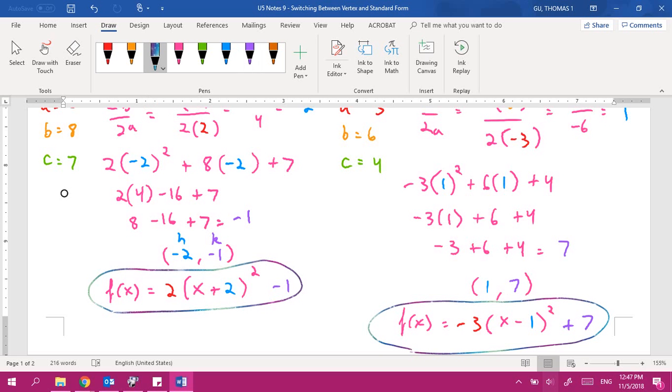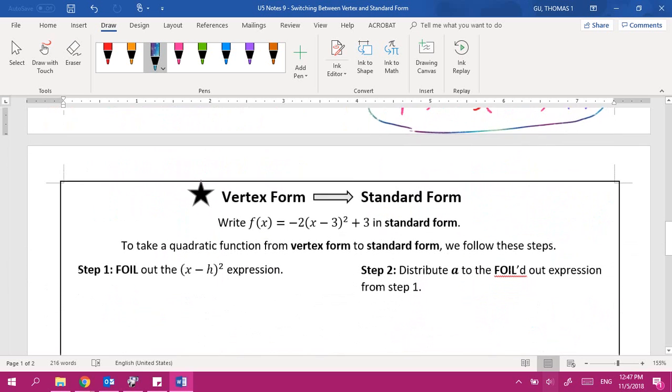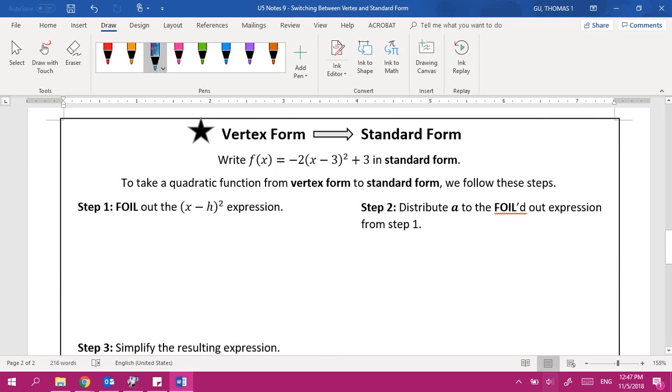Alrighty, so now on to the last thing then. Turn the page over on the back side. Now we're going to go from vertex form to standard form. This is a lot more straightforward actually. So vertex form like this, f of x equals negative 2 times x minus 3 quantity squared plus 3. And we want to change that into standard form, okay? And so we can just follow these steps. All we have to do really is just expand that whole expression and then simplify. So let's follow these steps.